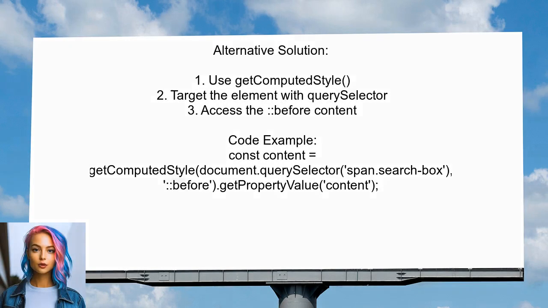An alternative approach to get a DOM element's before content is to use the getComputedStyle method. This method allows you to access the styles applied to an element, including pseudo-elements like before and after.